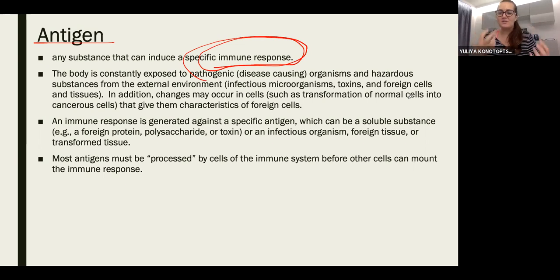So again, antigen is like a receptor or a marker that is typically always foreign. And because it is foreign, it can induce an immune response. So this is for the anatomy department.